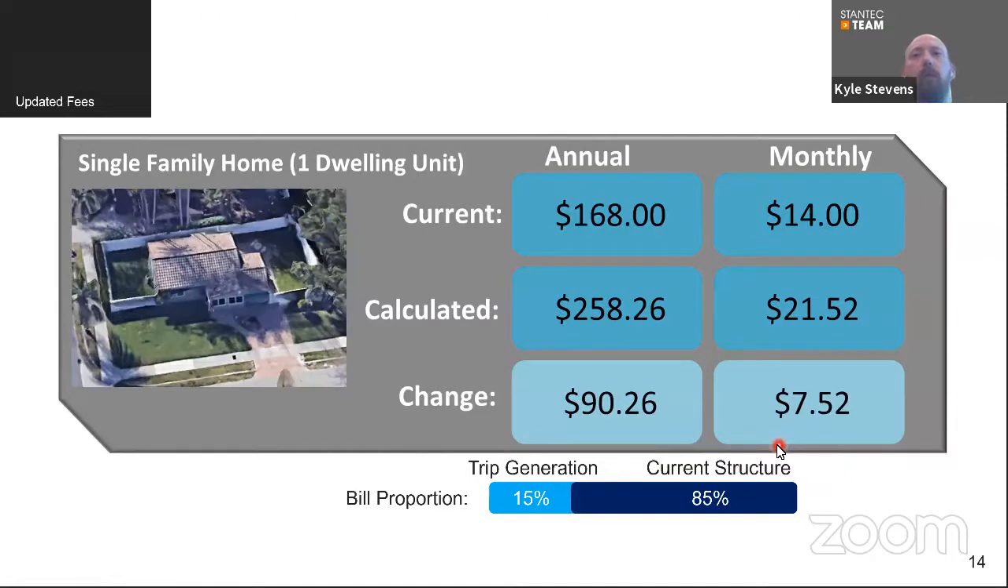And so I'll run through what this looks like for various customer classes. Tonight's meeting was meant to emphasize some of the condo dynamics, so I'll actually go into pretty good detail on how those fees were created. So for a single family home, it's an example of a one dwelling unit structure. The current fee on an annual basis is about $168. As I mentioned, they pay that monthly right now. The calculated rates, again, remembering that we need additional revenue, and that's been included in this analysis, is $258.26, a change of $90.26 over the entire year.